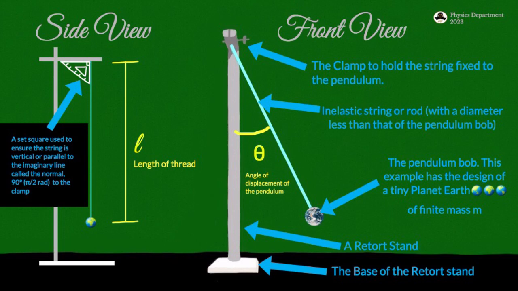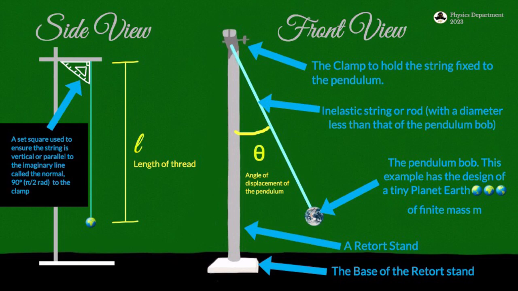So we have the pendulum bob, which is connected to that light inelastic string. In our case, it just looks like the planet Earth, but it's not the planet Earth. Don't think this experiment is for the planet Earth. No, it's just something to make the video interesting. But make sure that it's of a finite mass.